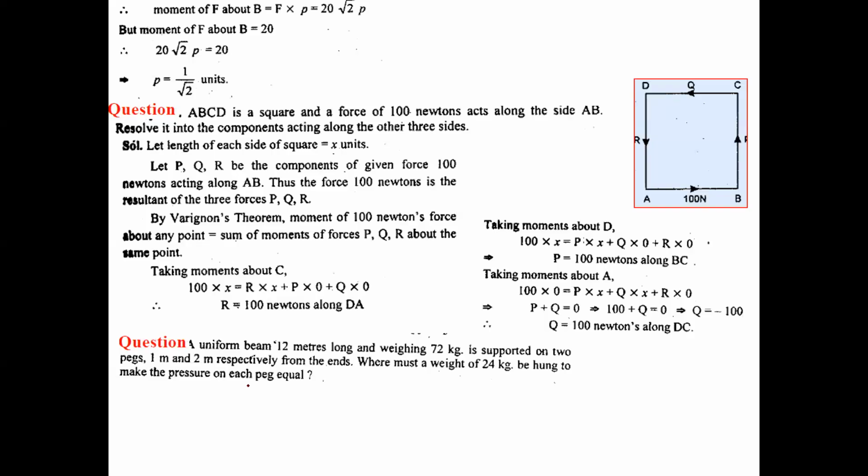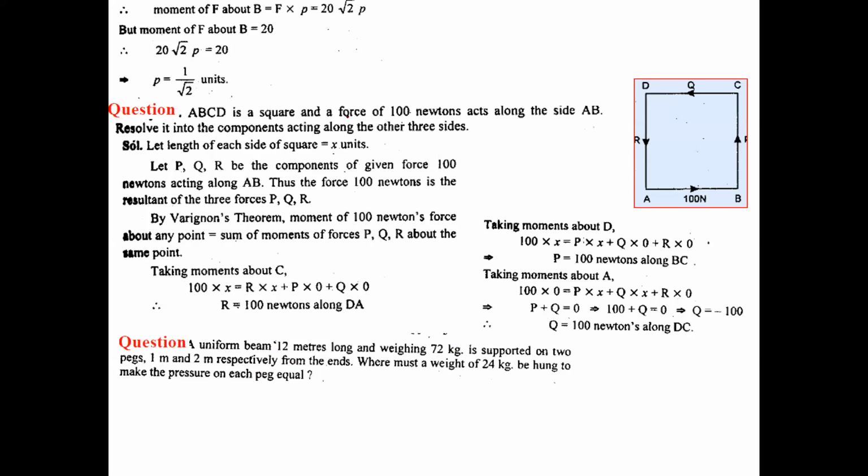The next question is: a uniform beam 12 meters long and weighing 72 kg is supported on two pegs 1 meter and 2 meter respectively from the ends. Where must a weight of 24 kg be hung to make the pressure on each peg equal?